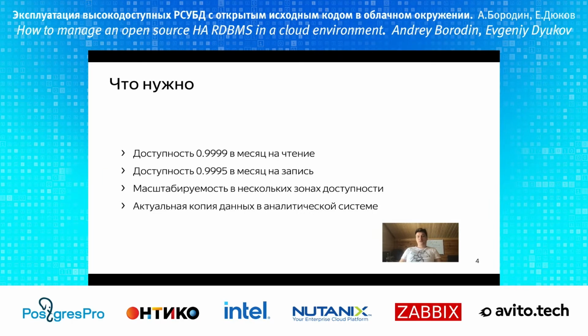So, let's talk about the things that we want to get from a cloud database. First of all, we want it to be available all the time. We need 4 nines for reading and 3.5 nines for recording. So for reading, it means that total downtime should not be more than 4 something minutes. And we also want to get scalability in several availability zones in several data centers. And we would like to have a relevant data copy in the analytical system.